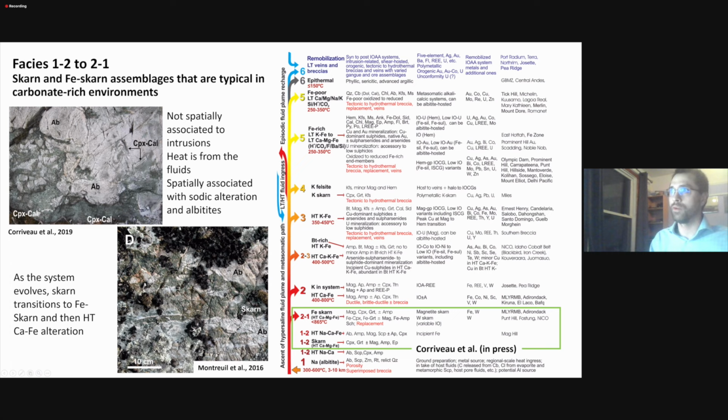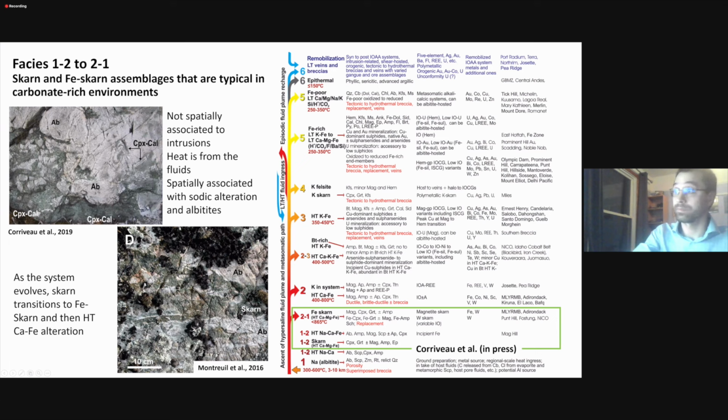There is an example here. There is another example here of a sodic altered bed in a unit, and it's progressively brecciated and infiltrated by skarn-like alteration. And they won't be especially associated with intrusions. So heat from the fluid is really going to be the main driver for the formation of these skarn assemblages. And as the system is evolving, and the iron-rich component of the fluid is getting in, then we're going to transition progressively to iron skarn assemblage and then to the high temperature calcic iron alteration.